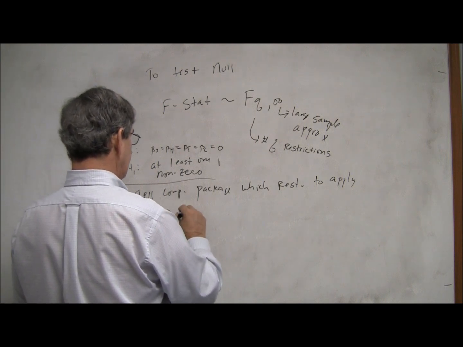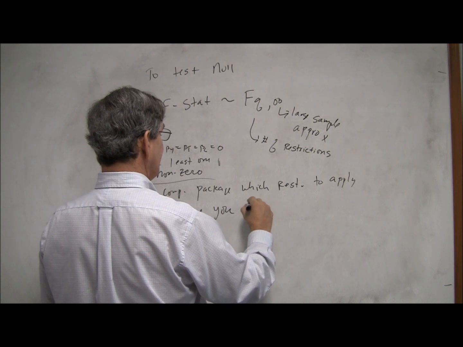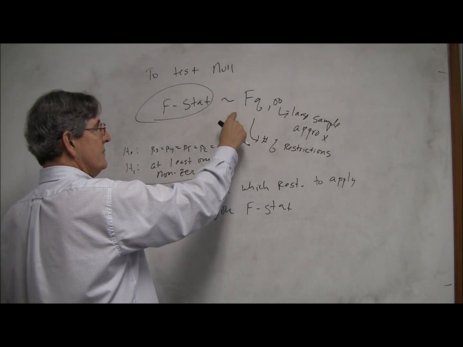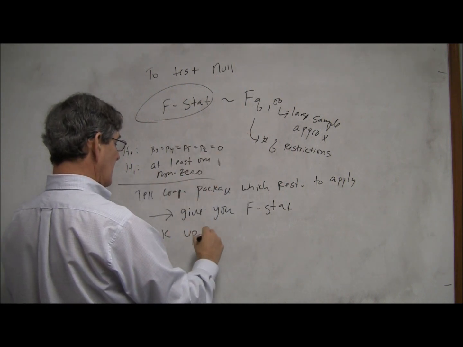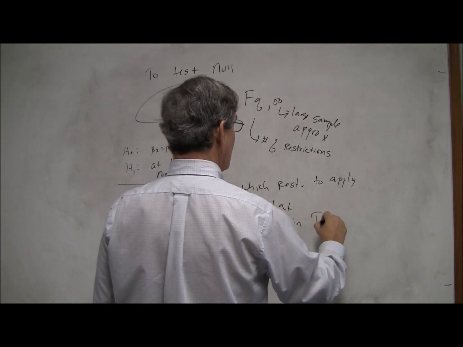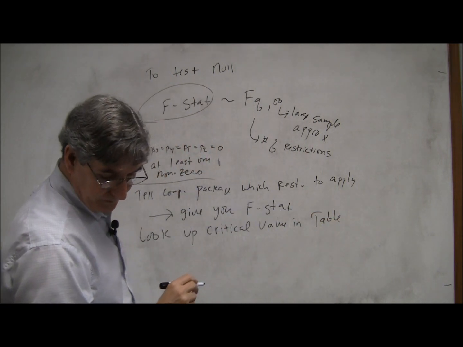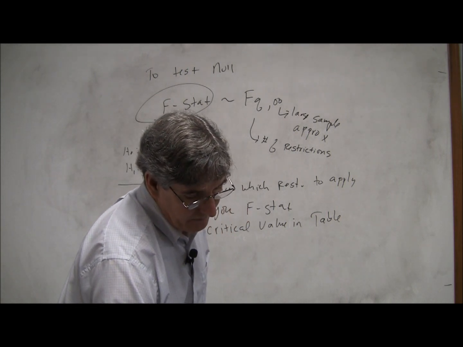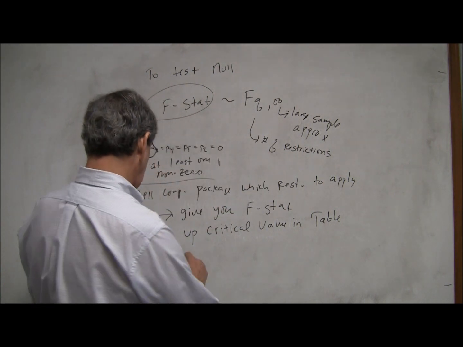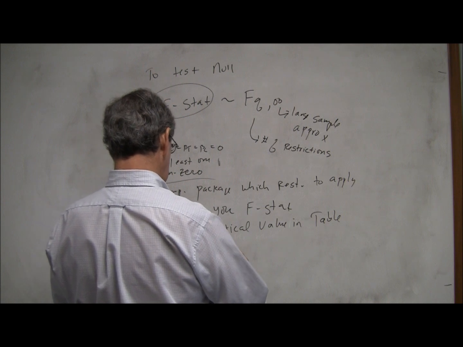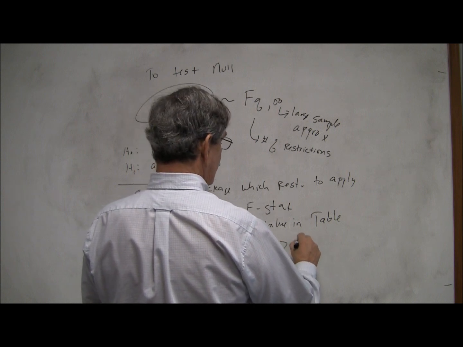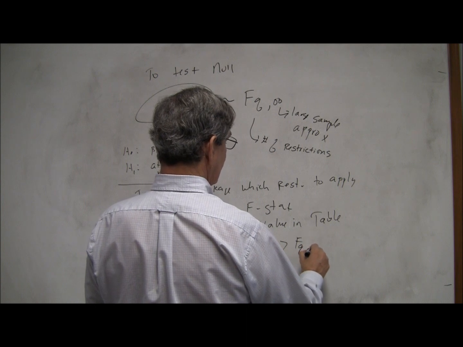And it will give you an F statistic. That's what this is. That statistic has this distribution. So you look up the critical value in the table in the back of the book. And then you're going to reject if the F stat is greater than the critical F of q, infinity.